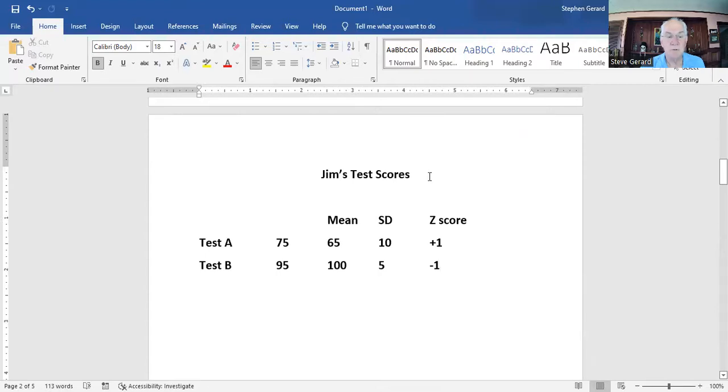No, it means 100. Test B, the mean is 100, standard deviation is 5. So I was putting in the wrong numbers. Good thing I went back and checked.